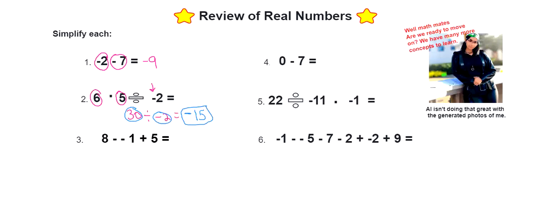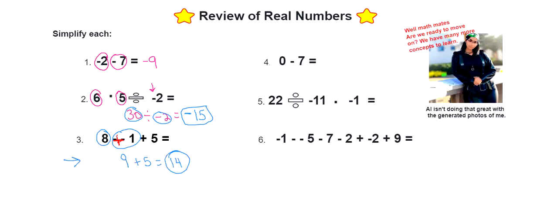How are we doing, math mates? Let's take a look at the next one. 8 minus -1 plus 5. We've got a double negative, so what do? Make that a positive. You guys remember that? Then left to right, a +8 and a +1 makes +9. And then 9 plus 5 is 14. Always start from the left and move to the right.